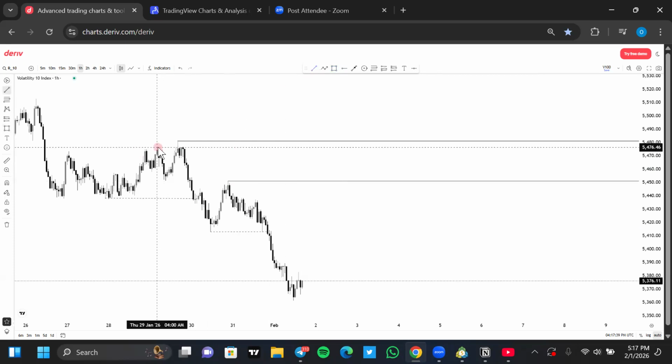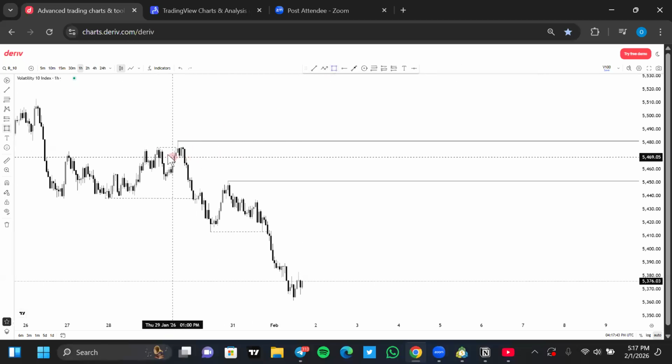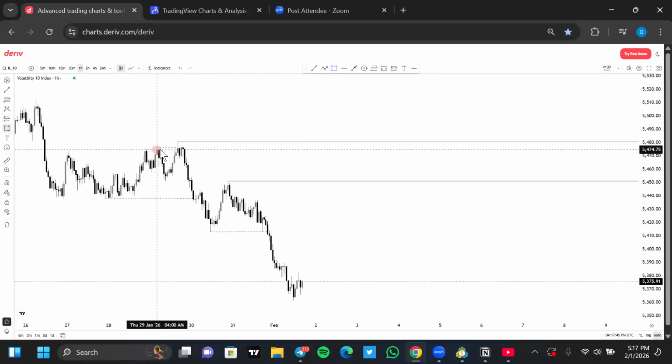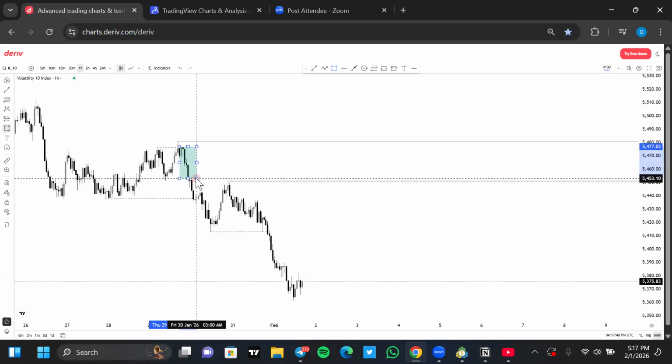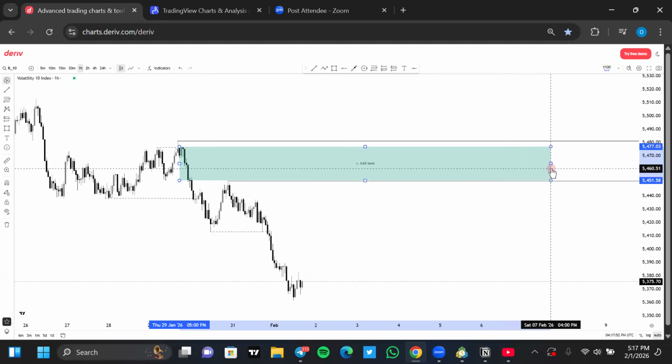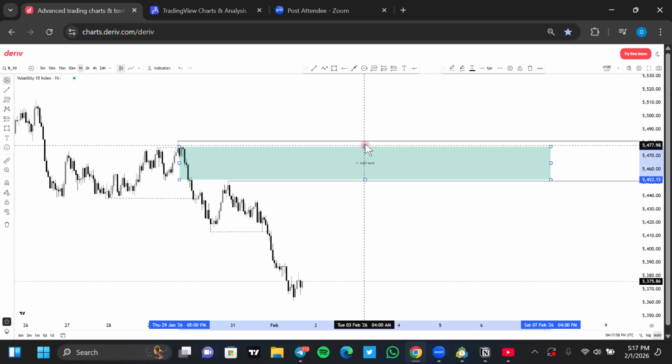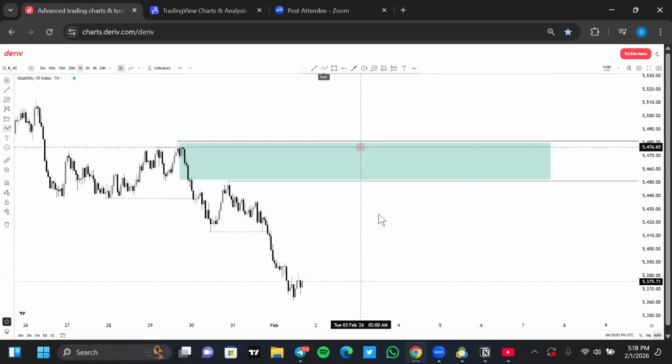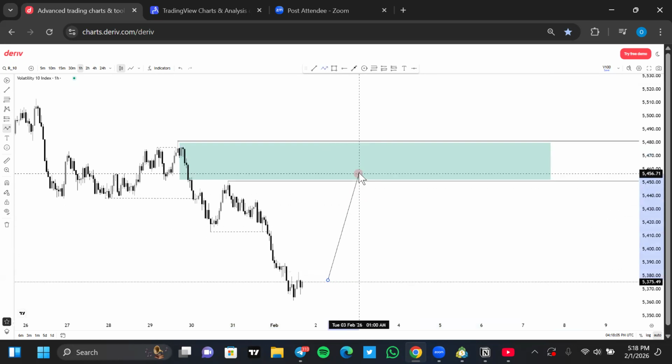As you can see, there's a sweep here. So here is my POI for V10. I'll be looking for price to come here. And mind you, I'm not the kind of trader that trades this directly. Majority of the times when price comes here, what do I expect? I will want price to come into this POI like this.